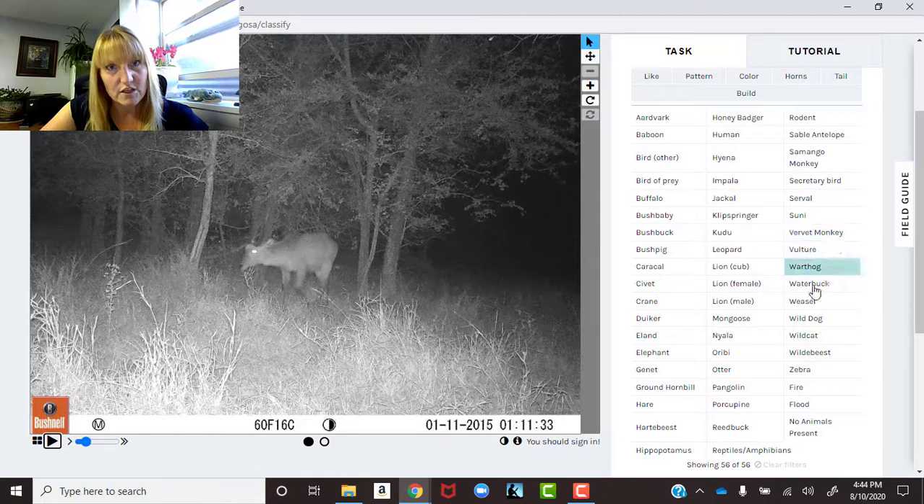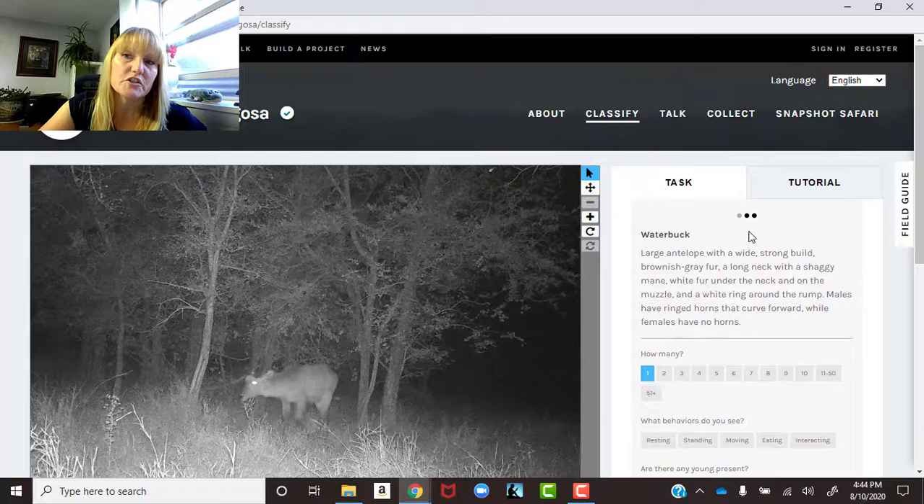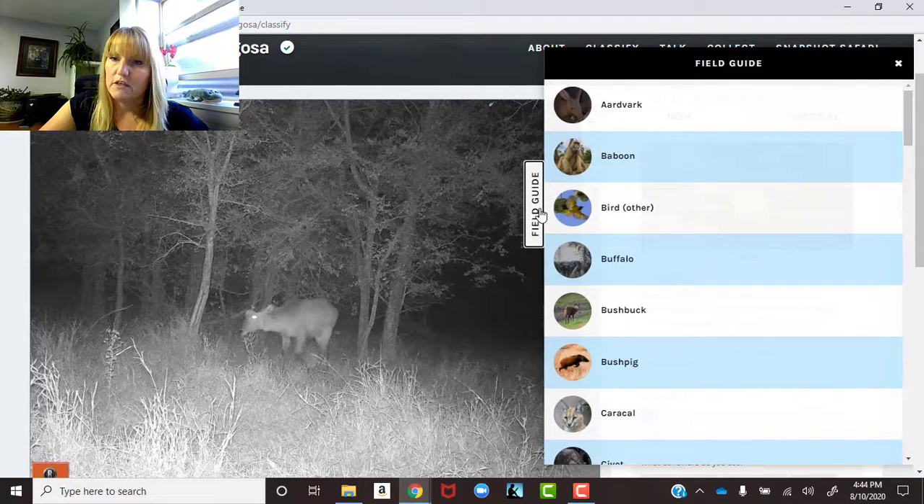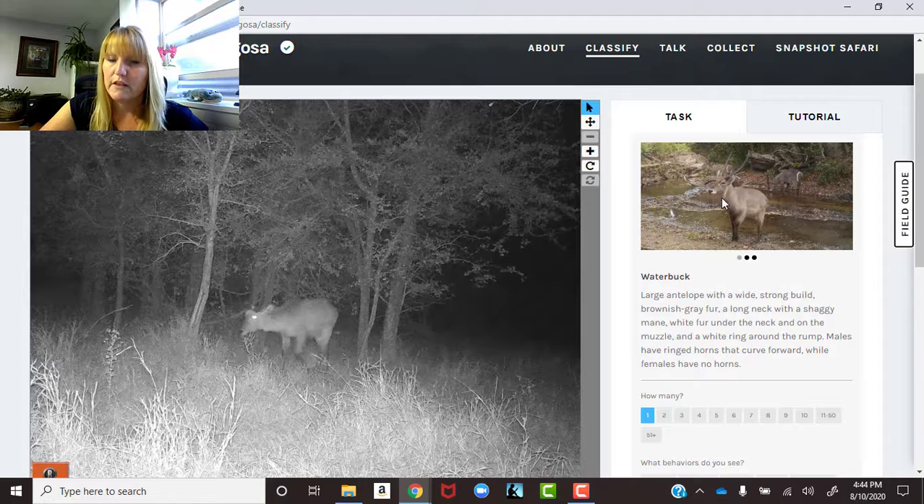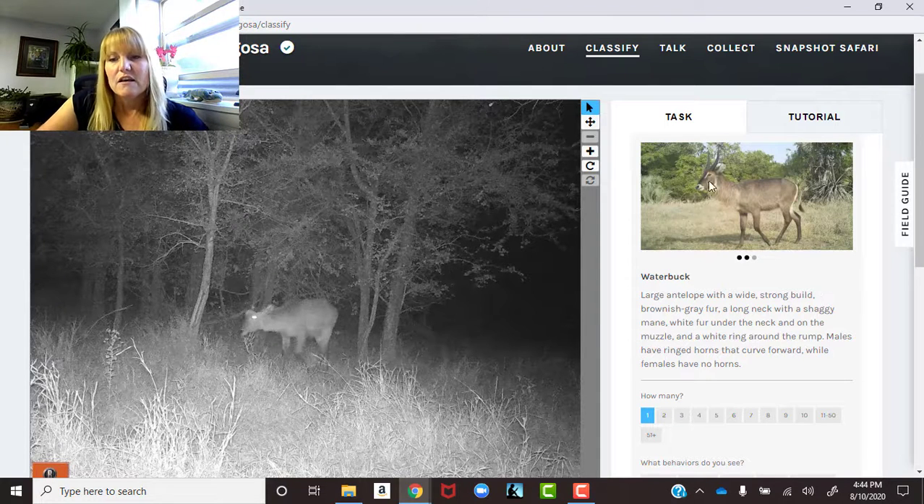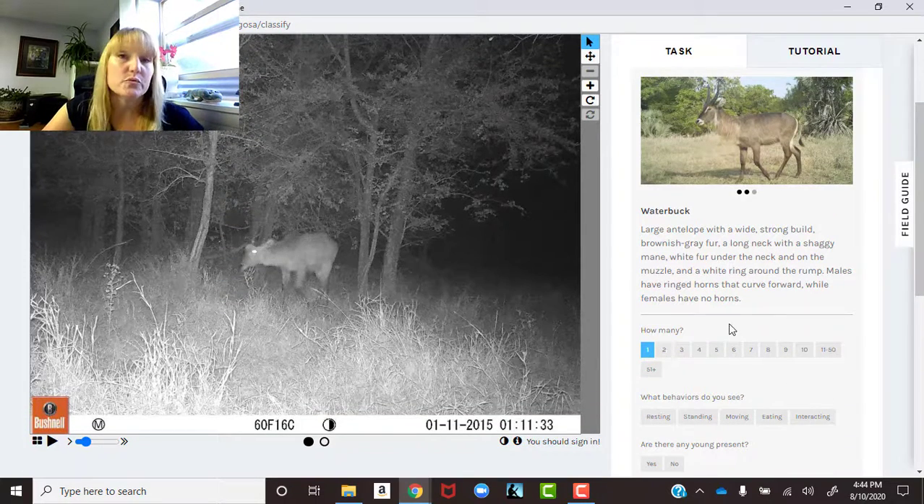Once you think you figured out what the animal is, you come over to here and you select waterbuck. How many are there? There's one. It gives you a little description here too. So usually you have a picture here of the animal. See, there's that white ring I was talking about right there. And then there's a couple pictures you can click through. There's that shaggy neck I was talking about. They have these big ears and this really shaggy neck. And the males have horns and the females don't. Those pictures will help you.